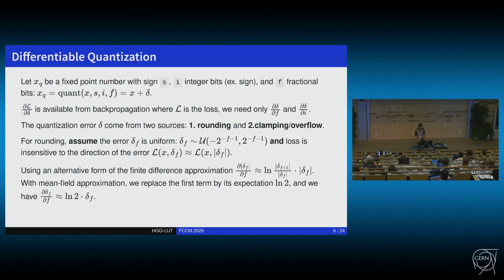So only the second order term affects it. And if we do an alternative form of the finite difference approximation, you can look at more details in the paper. We see that the absolute value of delta f is approximately this form. And if we do the mean field approximation to average out this highly random value, we get the gradient of delta f with respect to the number of fractional bits equal to this value, and we plug this into the training to get a circuit gradient on the number of bits required.